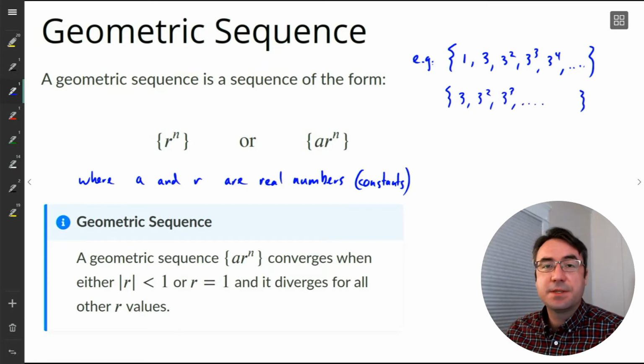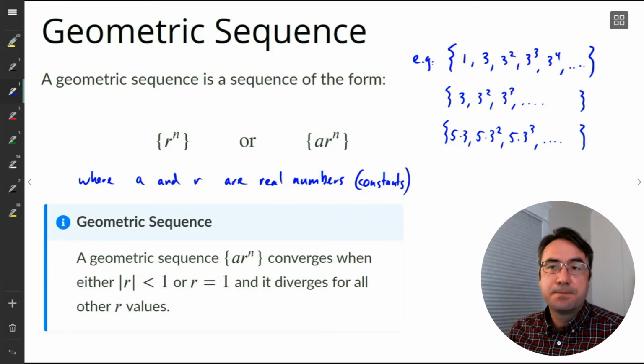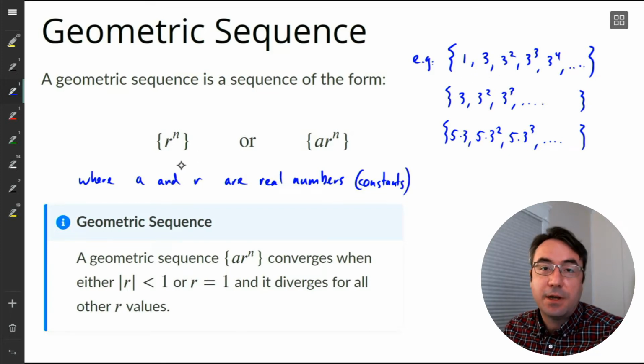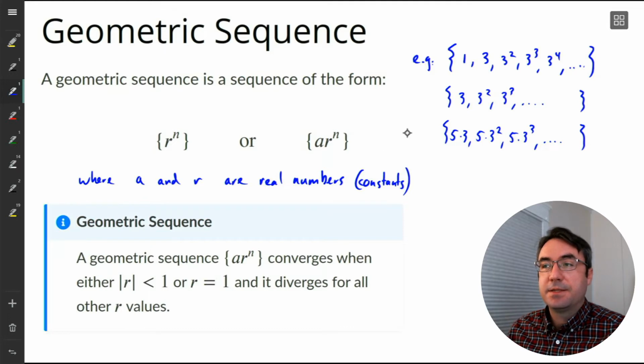That's a geometric sequence. Or maybe we have something like 5 times 3, 5 times 3 squared, 5 times 3 cubed. That's also a geometric sequence. So what you can see here is basically each new term of our sequence is being multiplied by an additional r factor. Just going up the power of this common ratio here, in this case 3, each step we make, we're multiplying by an additional 3. We're multiplying by additional r. So that's what a geometric sequence is: the exponents are increasing.